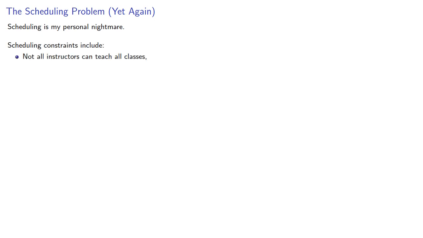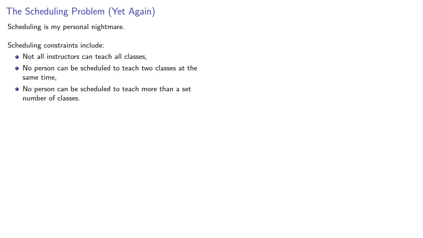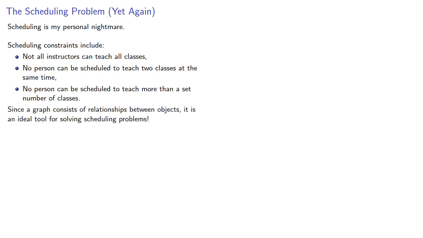So because I missed a meeting during the pandemic, I became department chair, and scheduling is my personal nightmare. Scheduling constraints include: not all instructors can teach all classes, no person can be scheduled to teach two classes at the same time, and no person can be scheduled to teach more than a set number of classes. Since a graph consists of relationships between objects, it is an ideal tool for solving scheduling problems. And I wish I knew that before I became chair.